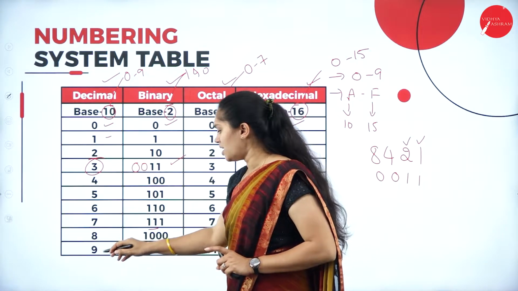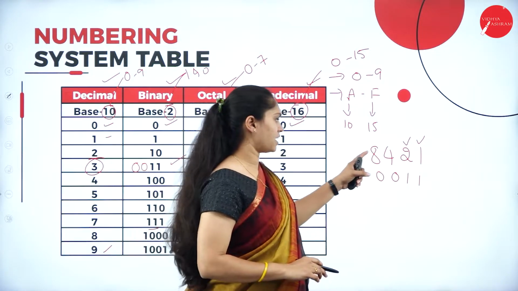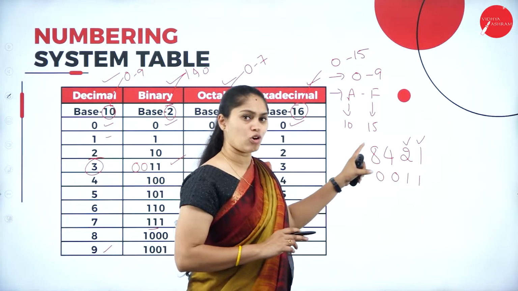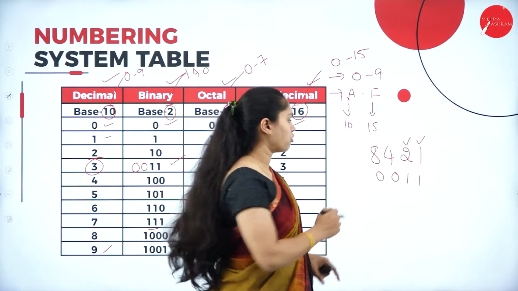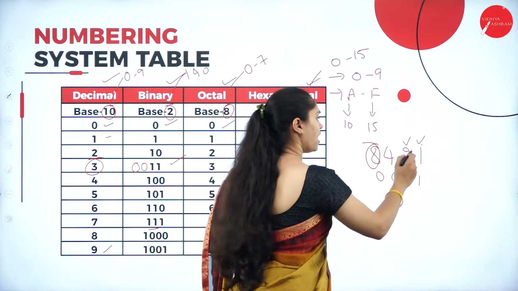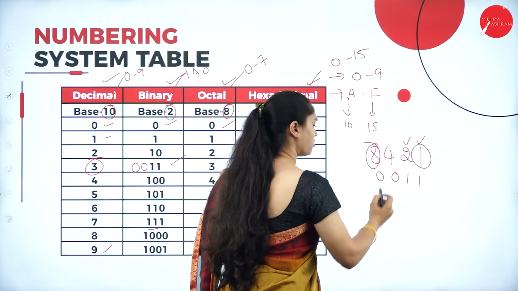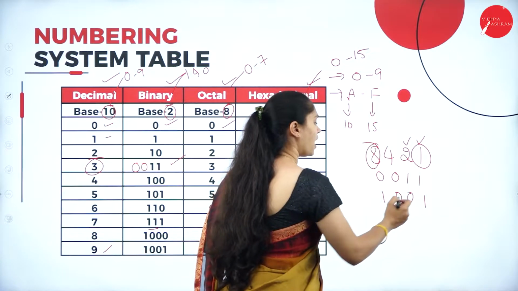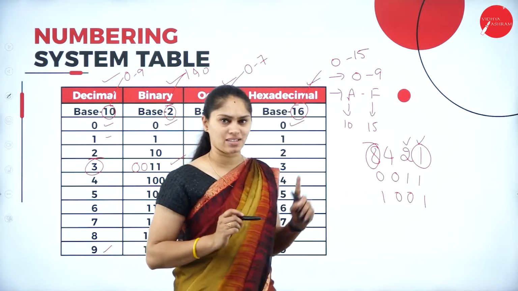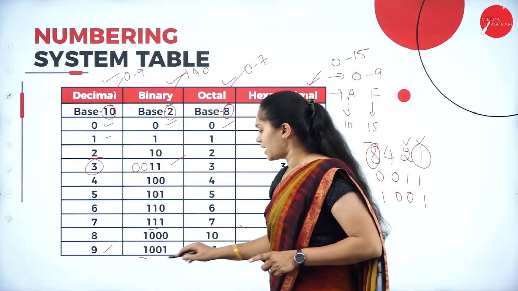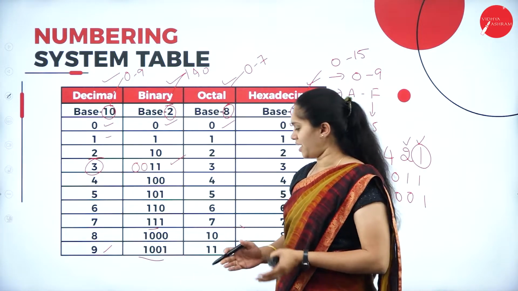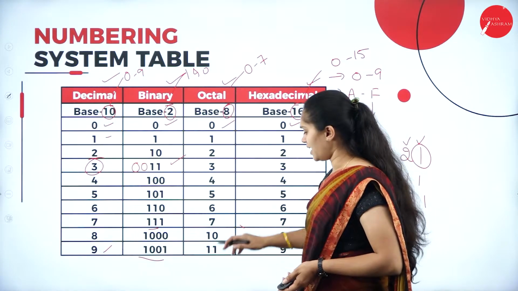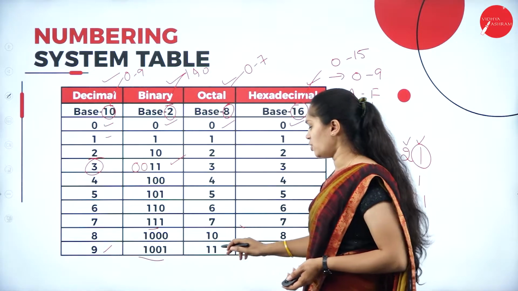Let me go to the 9. Here you can see by adding which and which number I am able to get 9 out of this 8421. I have to go with the addition of 8 and 1. So in the place of 8 and 1, I am going to write 1 and 1. For the place of 4 and 2, I am going to write 0 and 0. This is how we are going to convert decimal to binary. Then what about the octal equivalent of decimal 9? It will be equal to 11.